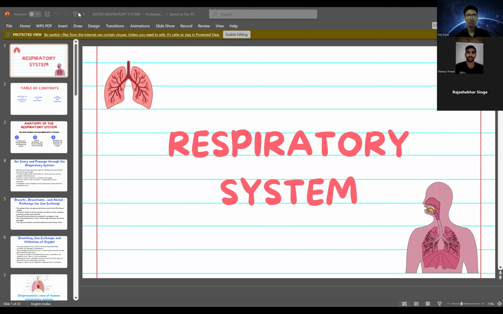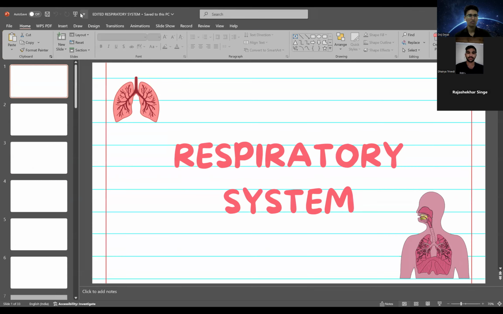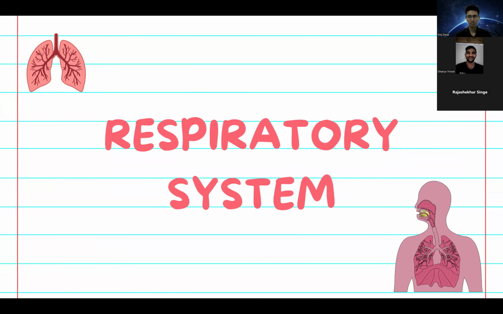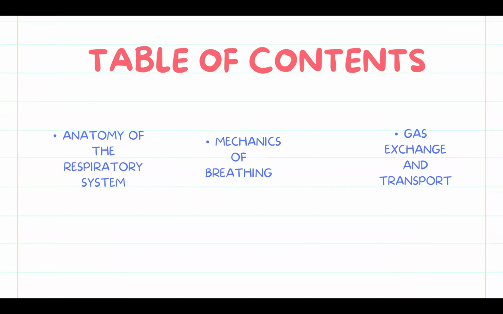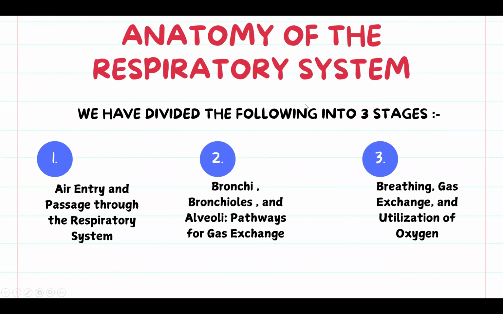Hello. Today my topic is the respiratory system. In the respiratory system, there are three parts: anatomy of the respiratory system, mechanics of breathing, and gas exchange and transport. First, we will look at the anatomy of the respiratory system.